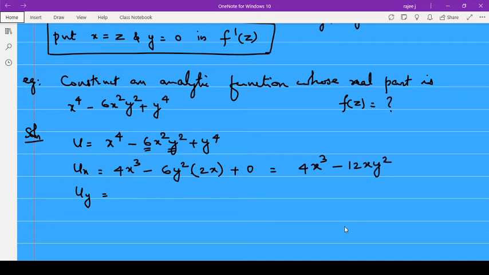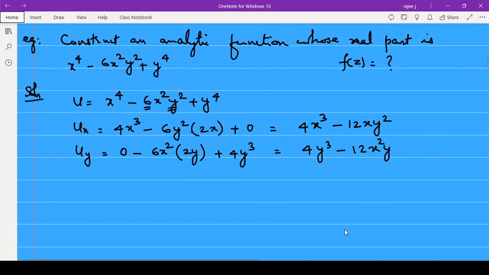This is ux. Now uy means the derivative of this with respect to y. With respect to y, the derivative of x raised to 4 is 0, minus 6x square constant and y square derivative 2y, plus y raised to 4 whose derivative is 4y cube. Arranged, it is 4y cube minus 12x square y. So these are ux and uy.